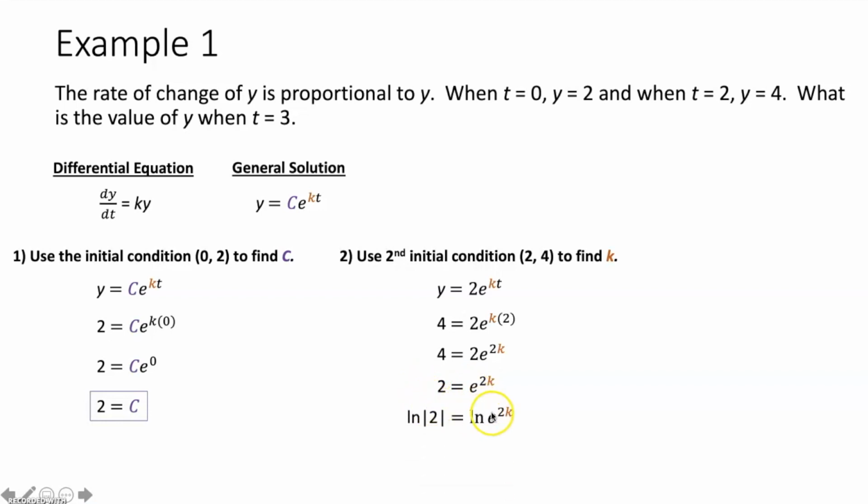When I do that over here, the ln of e, those two things cancel each other out, just leaving us with 2k. Now all I have to do to get k by itself is divide both sides by 2 or multiply both sides by half, plug this in my calculator, and I get that k is approximately equal to 0.3466.